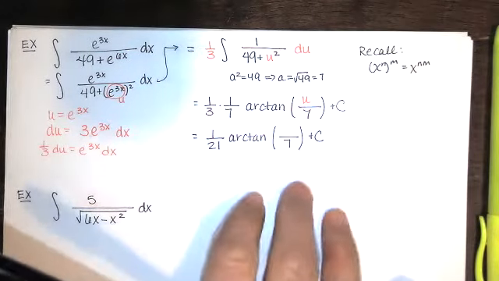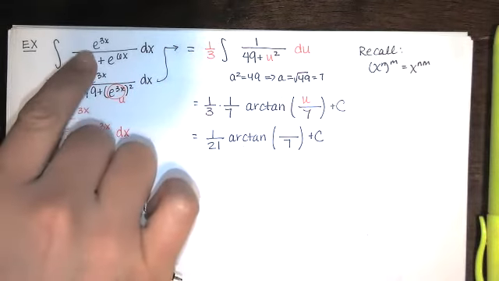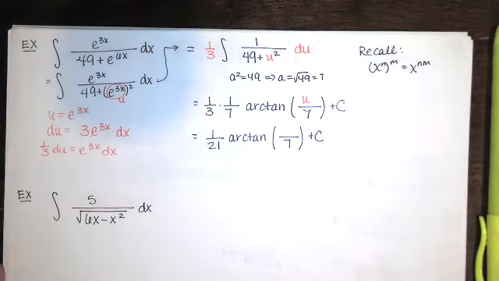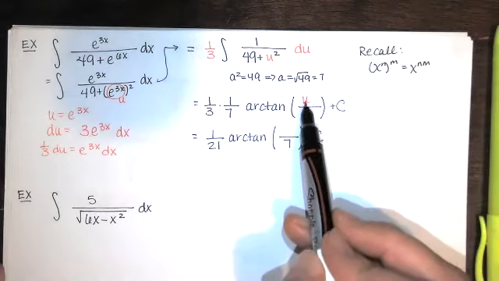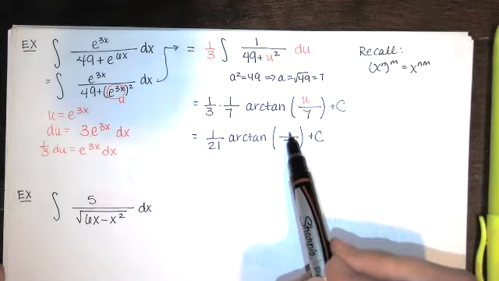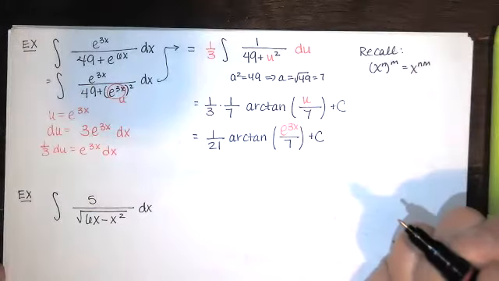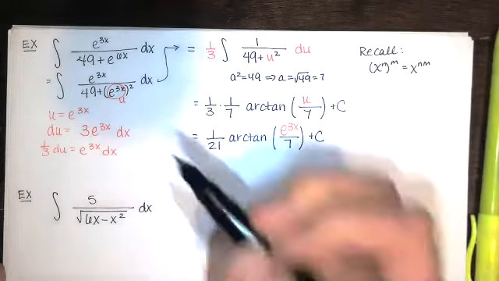But we're never done until we get everything in terms of the original variable. Since our original variable was x, we've got to substitute. We replace u with whatever it was in terms of x, and u was e to the 3x, so that goes right there. So that's our answer.